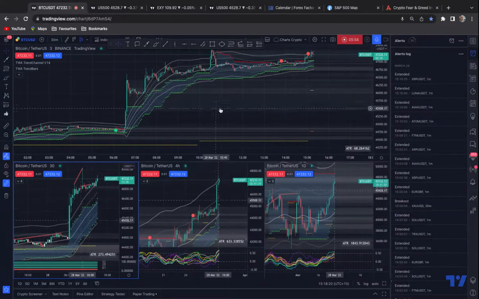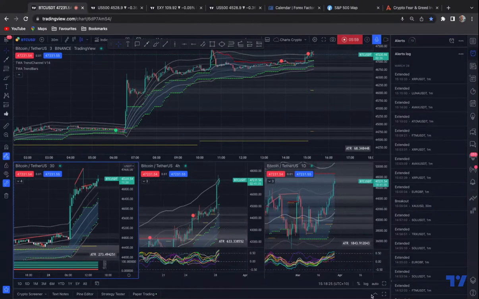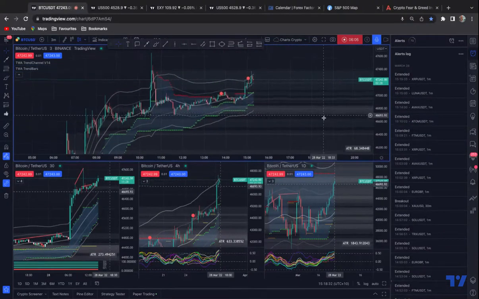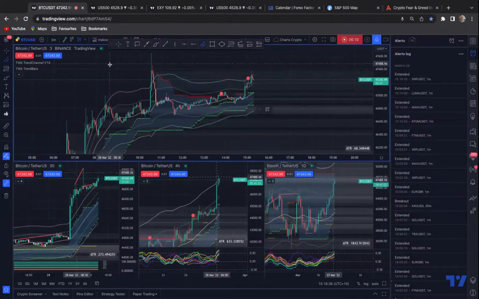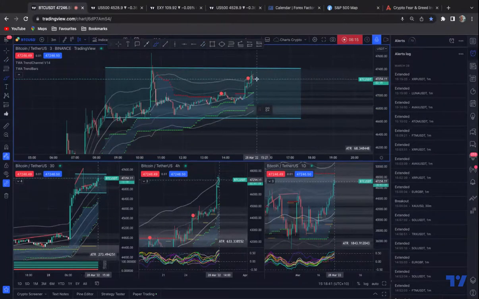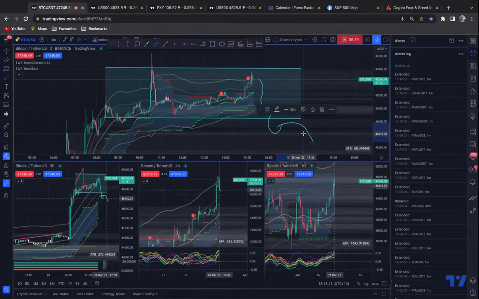Now, for me to get involved short, I'd want to see, well, look, there's a couple of ways to approach this, and it's risky, but if you want to go there, just wait for the break to the downside. If we get it, retest and fail under here, and then there's an entry. That's one way to approach it, counter trend.